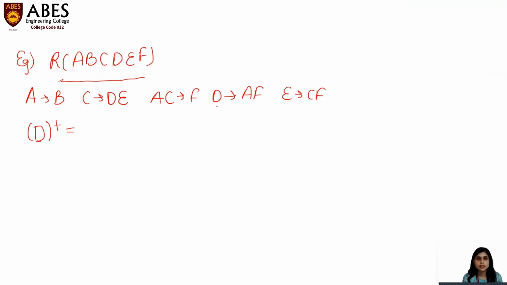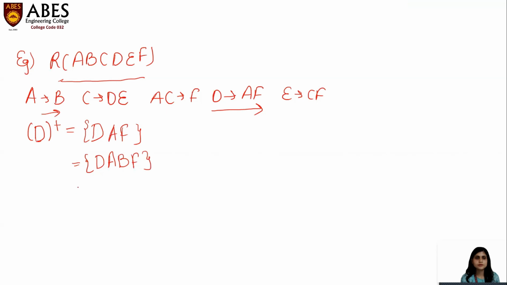From these functional dependencies, we can see that from D we can determine A and F. Since we are finding the closure of D, it will contain D itself, and from D we can determine A and F, so we will write A and F. Then from A we can determine B, so B will also be there in the closure of D.